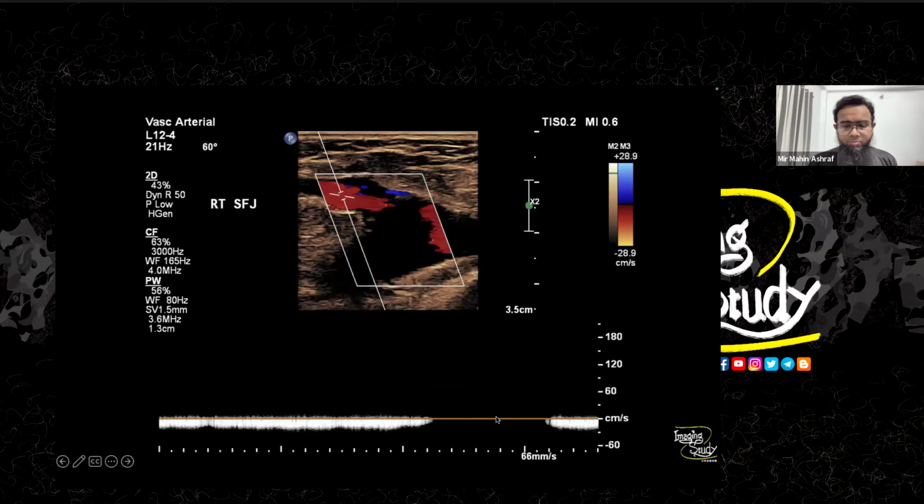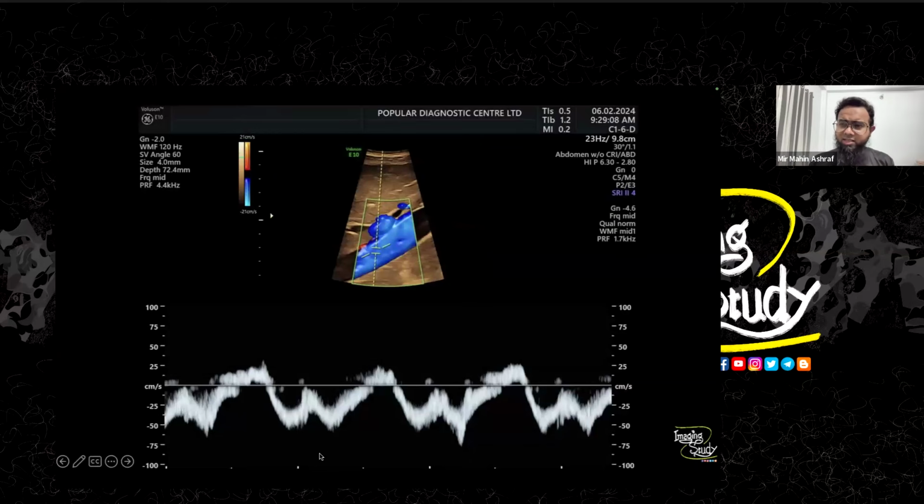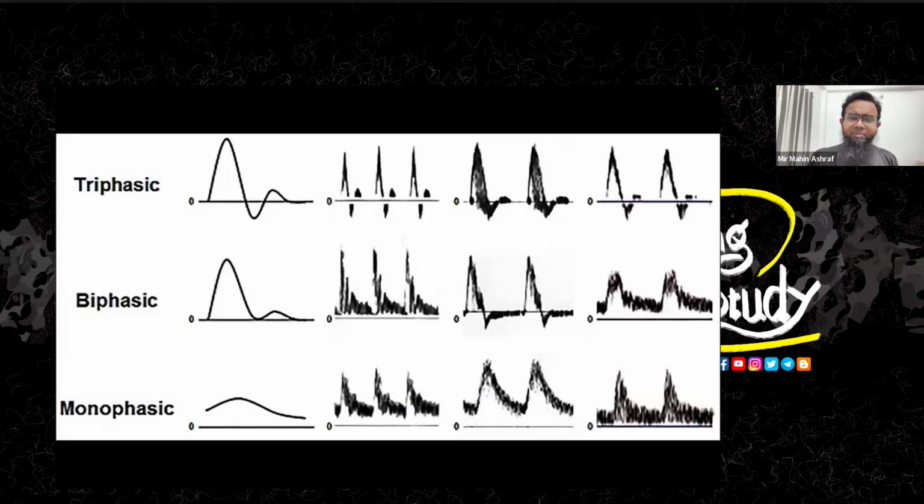So these three are the waves, but unfortunately, here is another picture. We can also see a triphasic wave pattern in the veins. The veins near the heart, showing the right atrial pressure, may demonstrate this type of triphasic pattern also. So these are the three patterns we try to describe: triphasic, biphasic, and monophasic.